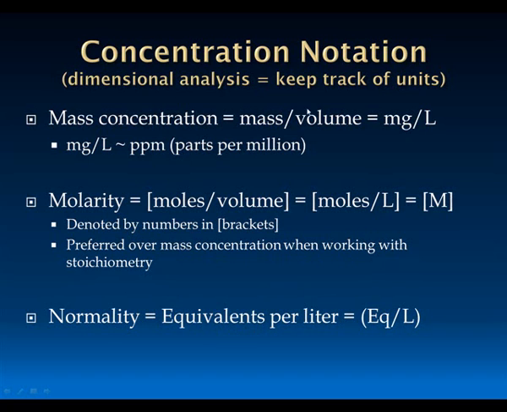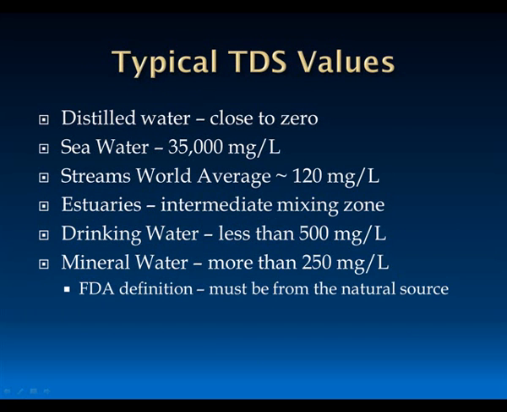Kind of a silly example, but that's a distinction between these different types of concentration. So a quick overview of the range of values. Distilled water will have a total dissolved solids of close to 0, whereas seawater is about 35,000 milligrams per liter. World rivers average in at about 120. Estuaries are going to be mixing areas between these, so they'll be intermediate.